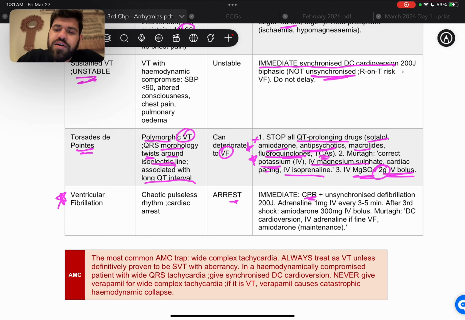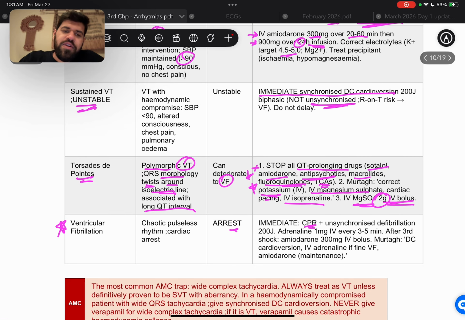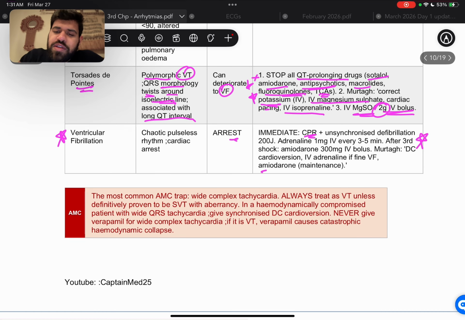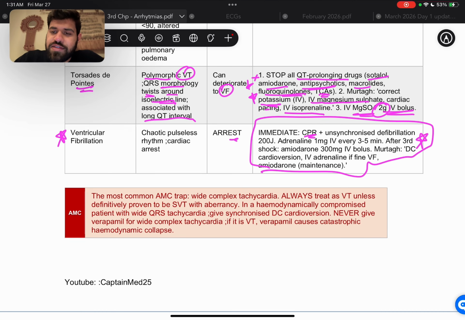We have to do CPR and unsynchronized defibrillation in this patient. Now the difference between ventricular fibrillation and an unstable VT is that unstable VT gets synchronized DC cardioversion and this gets unsynchronized DC cardioversion. And whatever is given here is basically the algorithm for ALS.